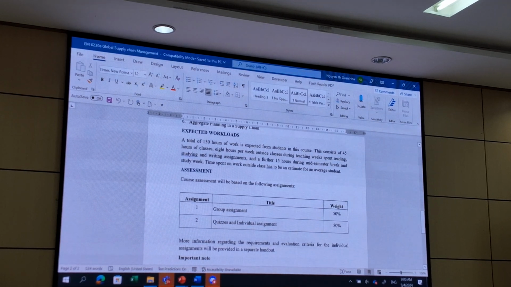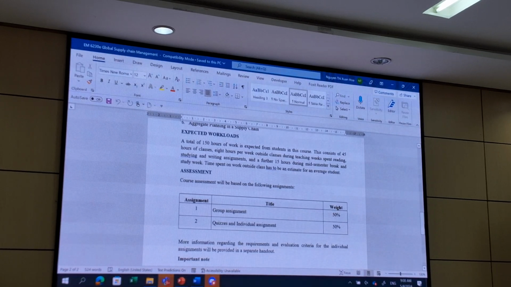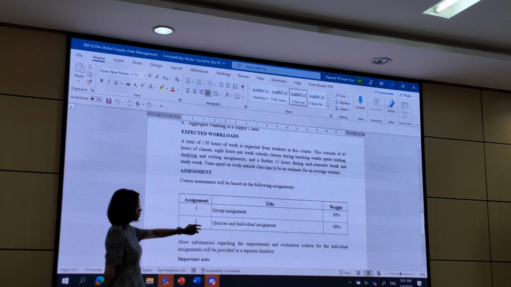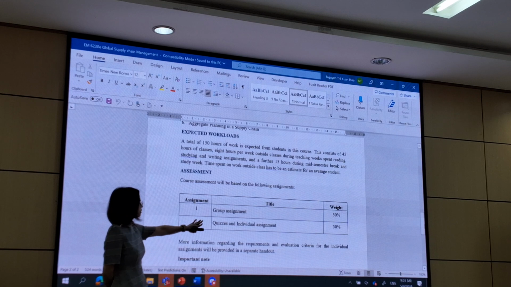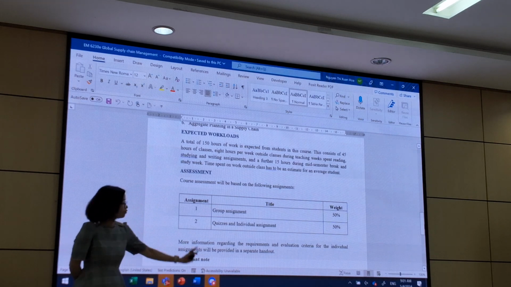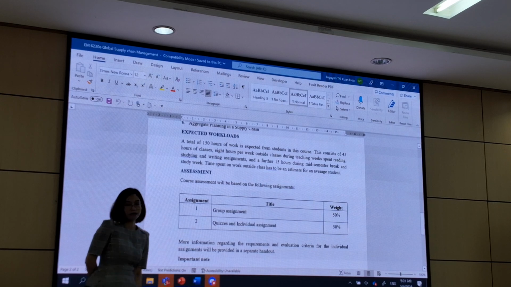About the assessment, it is important for you to understand how we evaluate. We have two parts to assess you. First, we have in-class work. We have some small quizzes or an individual assignment. It accounts for 50%. So, for example, we have very small quizzes during our class, one individual assignment, and one group assignment. For the details of those, I will let you know.